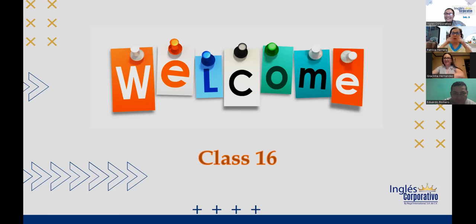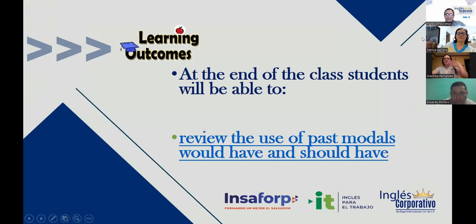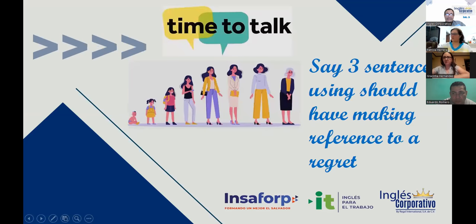Yeah. It's okay. The idea is to use the structure of the past modals, okay? That's awesome. All right, what are we gonna do today, tonight, in this beautiful night, fresh, kind of raining? We're gonna review the use of past modals, would have and should have. Of course, this can be in negative form as well, right? In negative form would be wouldn't have and shouldn't have. Yes? Yes.